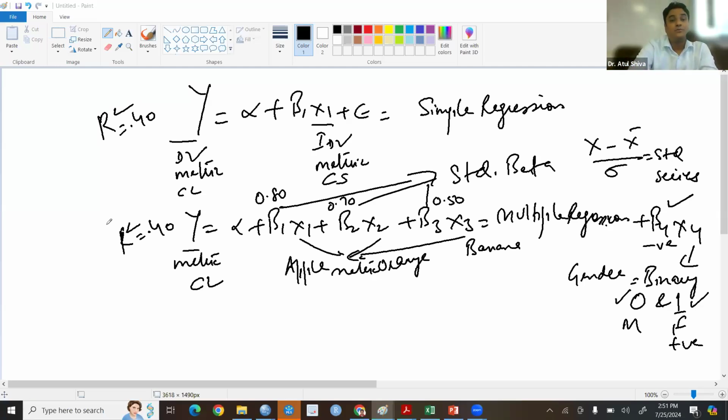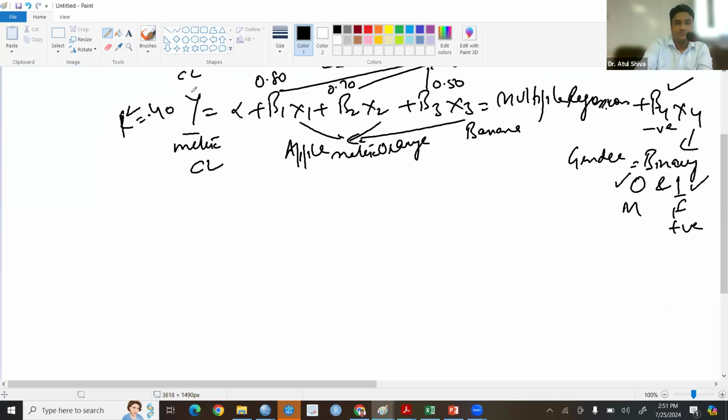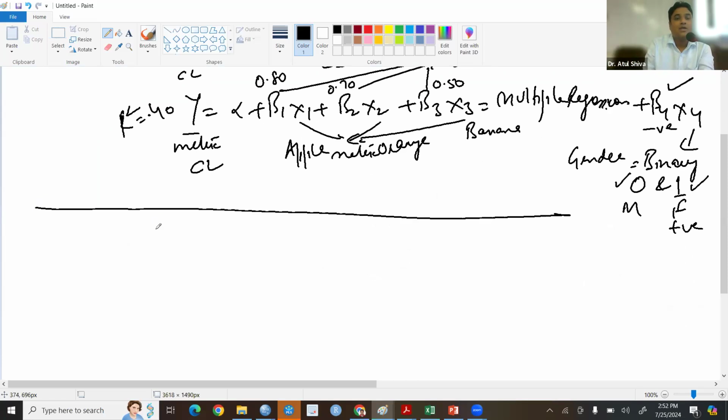Right? So this is multiple regression. Then the next type of regression, just have a look at the screen. I am writing the next aspect of regression. If my dependent variable is non-metric, you know what is non-metric? Non-metric is categorical data.